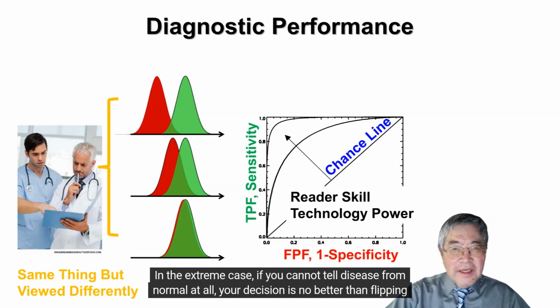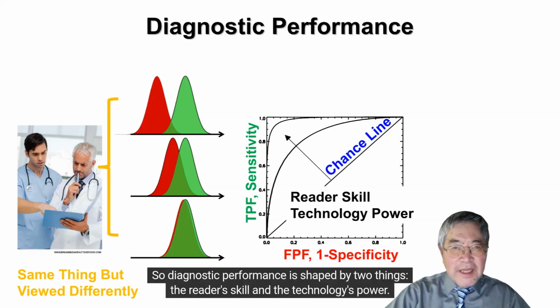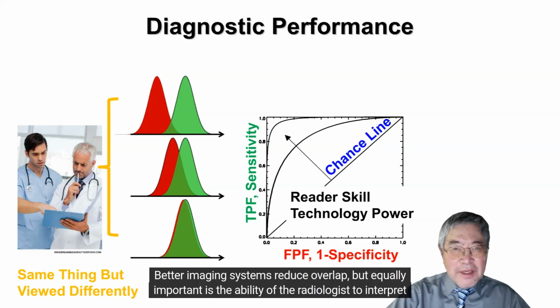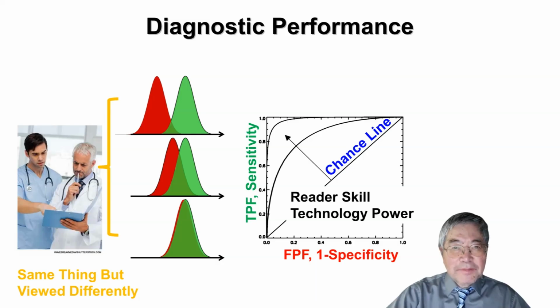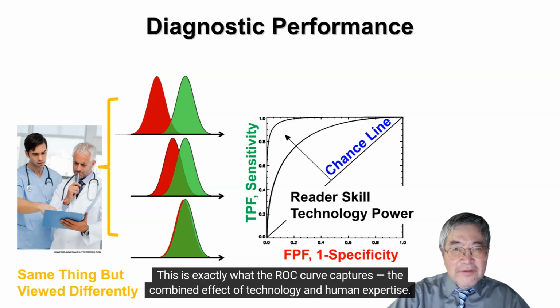In the extreme case, if you cannot tell disease from normal at all, your decision is no better than flipping a coin. That's the chance line. So diagnostic performance is shaped by two things: the reader's skill and the technology's power. Better imaging systems reduce overlap, but equally important is the ability of the radiologist to interpret the image correctly. That's why, in practice, the same scan might lead to different conclusions depending on who reads it. A highly trained radiologist can extract subtle discriminating features that others may miss. This is exactly what the ROC curve captures, the combined effect of technology and human expertise.